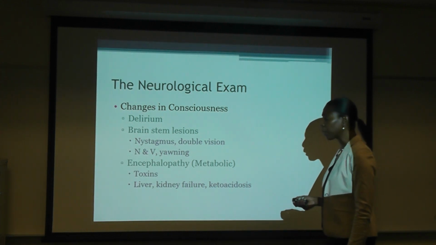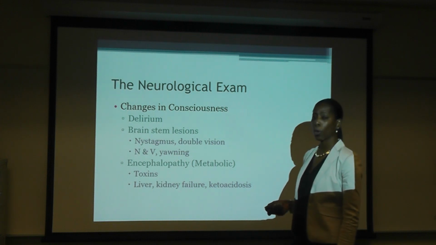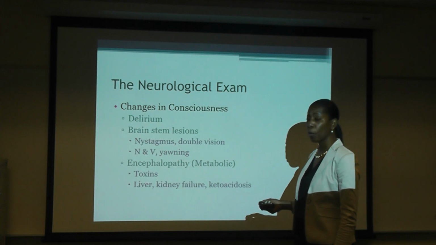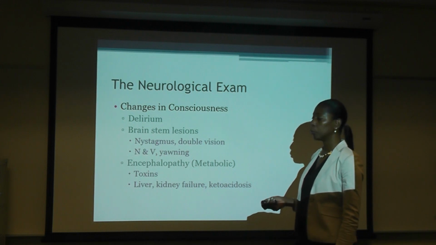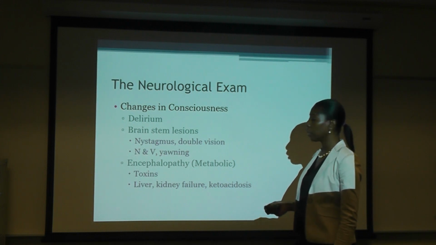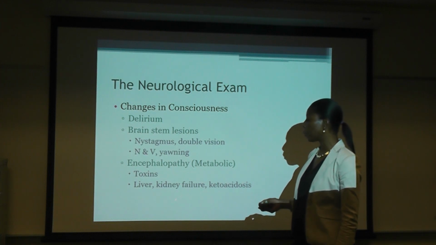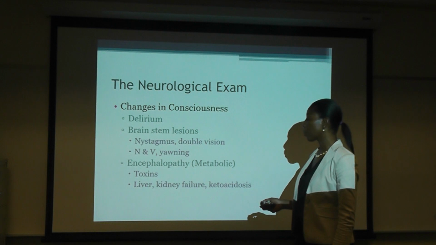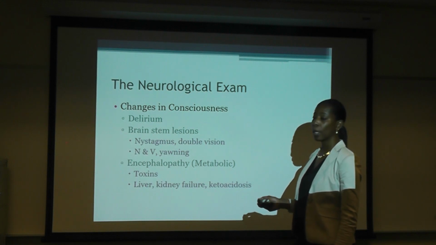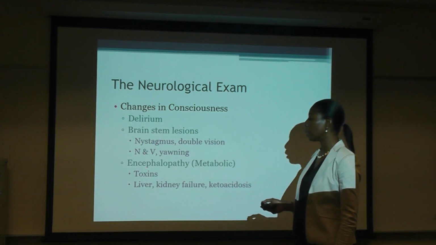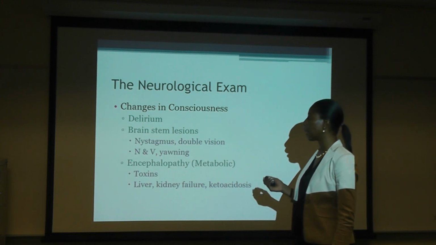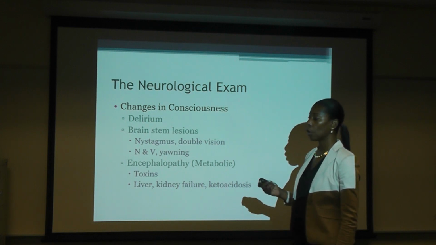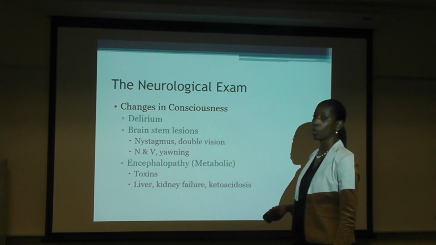Okay. Encephalopathy is metabolic changes that occur. If your liver is not working, you can't get rid of ammonia. Ammonia can cause toxic neurological symptoms. Kidney failure, you can't get rid of urea. Toxins can actually cause you to have some metabolic changes. Different toxins, if you take in poisonous substances, that can cause you to have encephalopathy. Ketoacidosis, too much sugar, can cause some metabolic derangements that can cause you to have an encephalopathy, which can result in altered mental status.